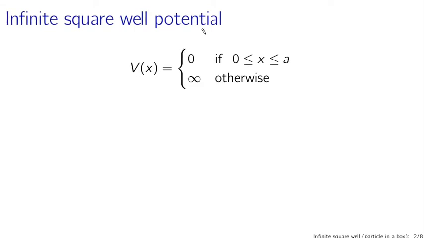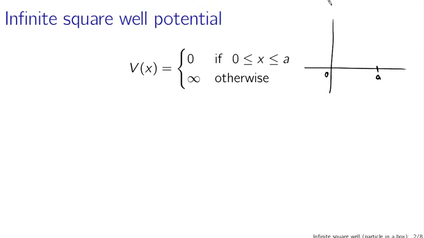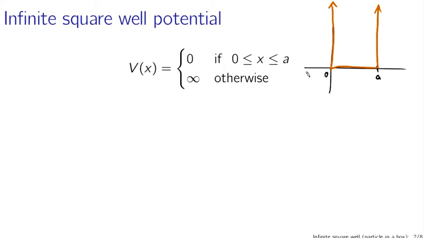What the potential ends up looking like, if I plot this, going from 0 to A, is that the potential is infinity if you're outside the region between 0 and A, and 0 if you're in between 0 and A. So what does this look like when it comes to the Schrodinger equation?